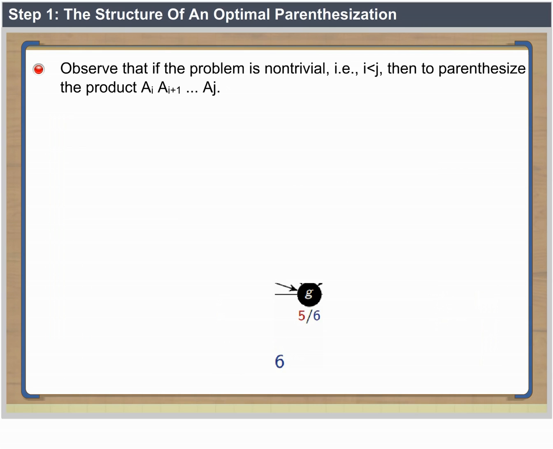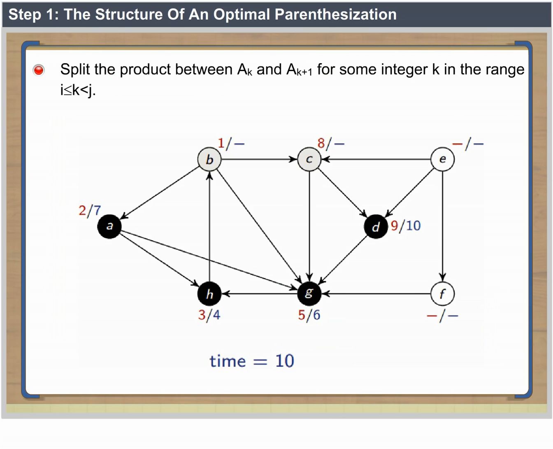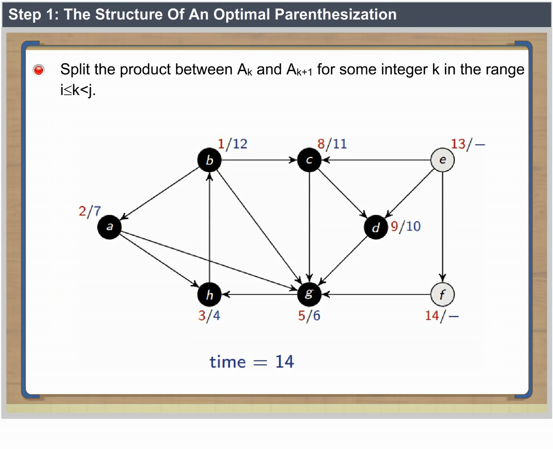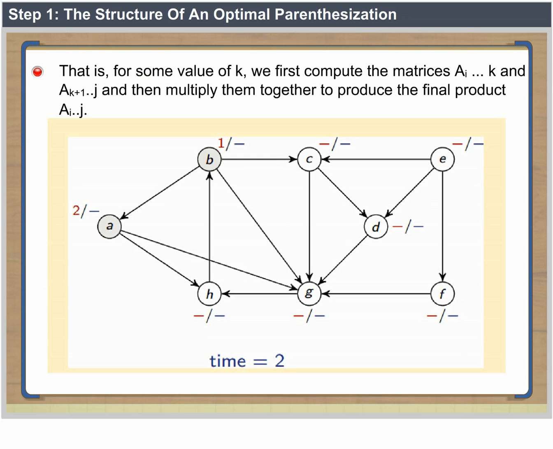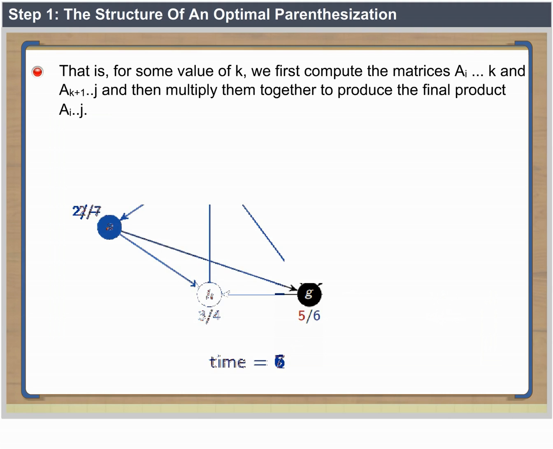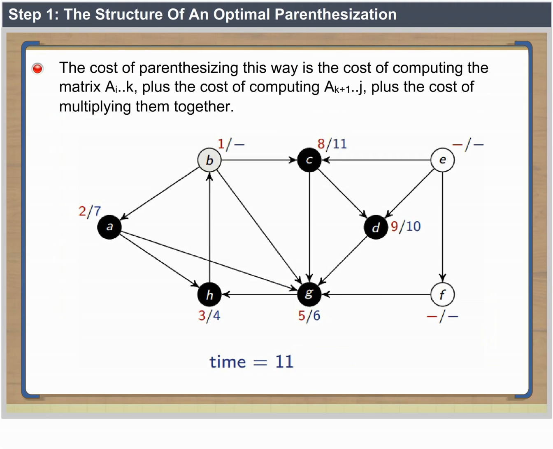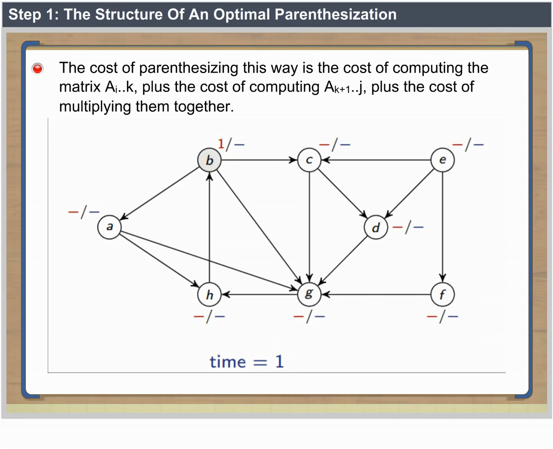Split the product between A_k and A_{k+1} for some integer k in the range i ≤ k < j. That is, for some value of k, we first compute the matrices A_{i..k} and A_{k+1..j} and then multiply them together to produce the final product A_{i..j}. The cost of parenthesizing this way is the cost of computing the matrix A_{i..k} plus the cost of computing A_{k+1..j} plus the cost of multiplying them together.